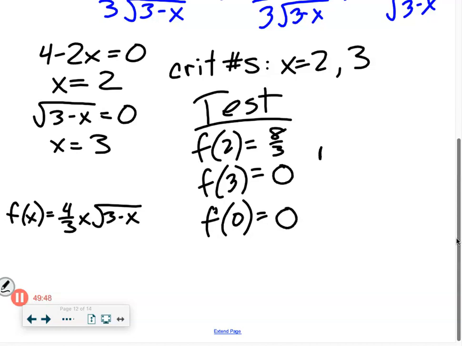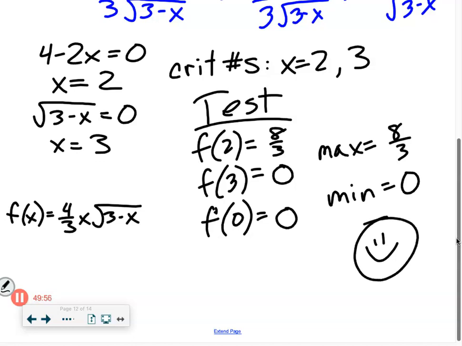So our max is 8 thirds, and our min is 0. We are done. All right, guys, have a great day, and I will see you tomorrow.